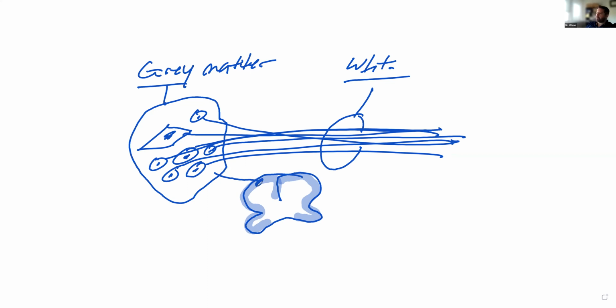Okay, and then the projections will be going down and coming back. So you'll have axons that will be coming back up, sensory information, and then you'll be having motor axons that will be leaving the cell bodies and going back down. You also have projection fibers and association and commissural fibers. We'll talk about that coming up.